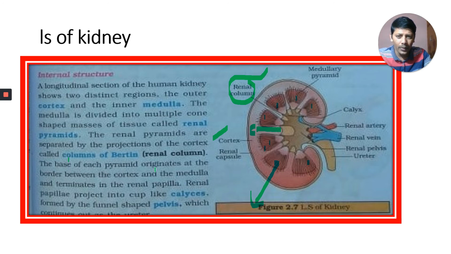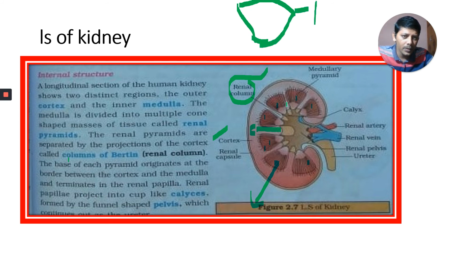The base of each pyramid originates at the border between the cortex and medulla. I am taking one pyramid here, and this is the base of the pyramid. Where is that? The base of the pyramid originates at the border between the cortex and the medulla.